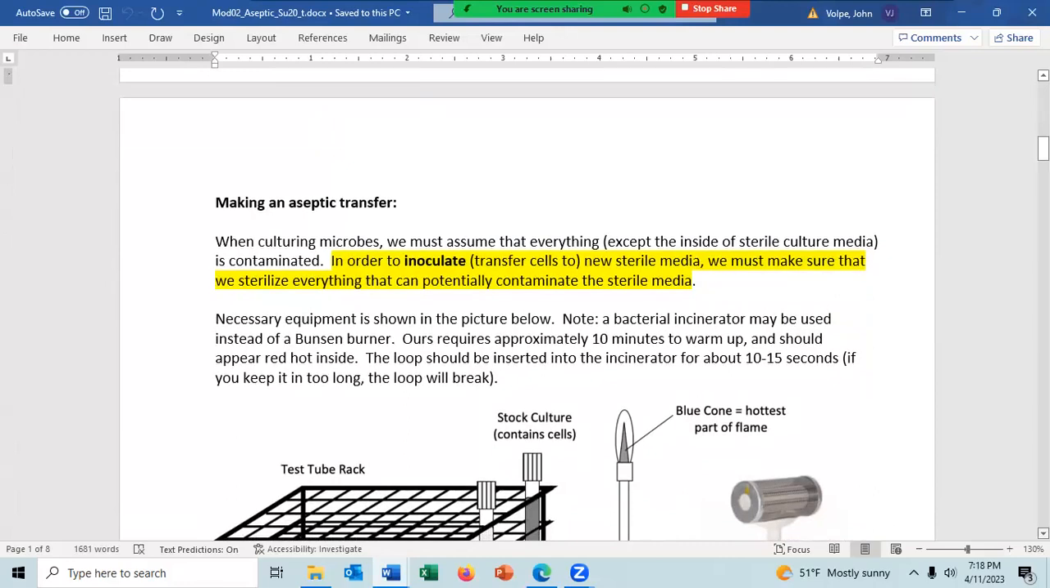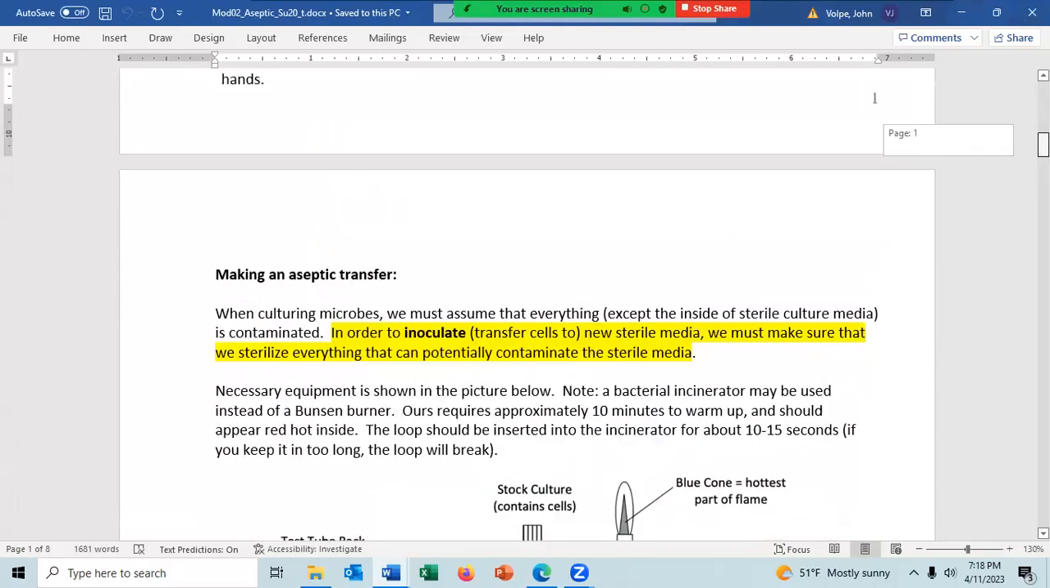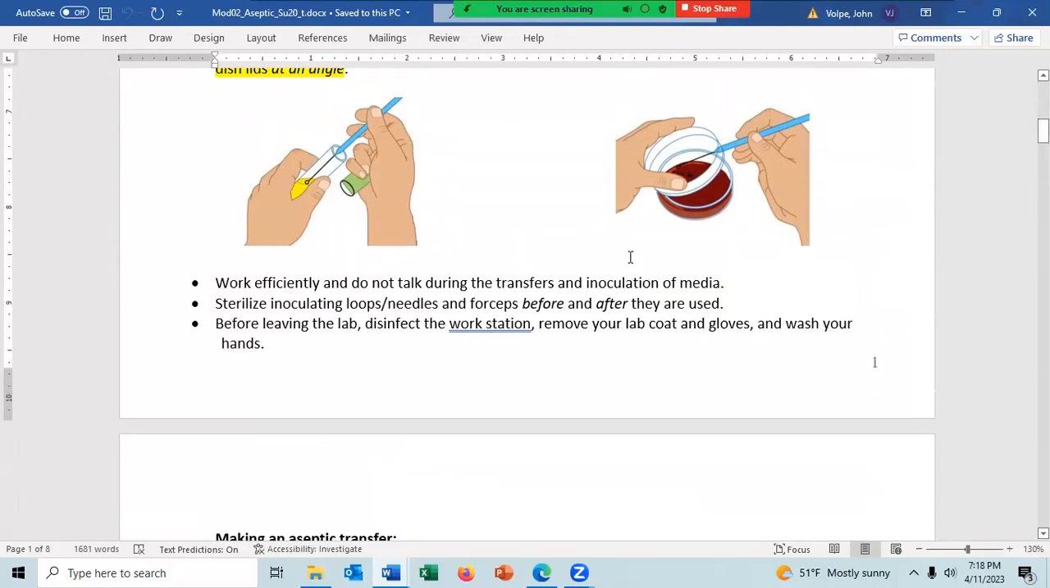The other thing you want to do to minimize the risk of contamination is to work quickly, meaning have this tube uncapped for the least amount of time you can. Have this plate lid open for the least amount of time you can. So work quickly, work aseptically, and then cap it so you have minimum contamination.